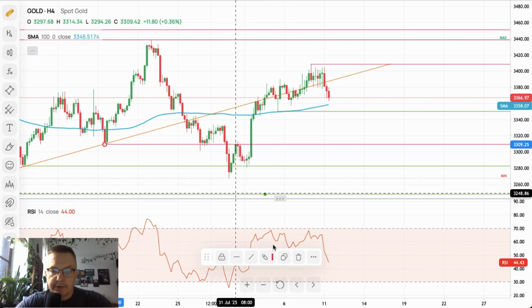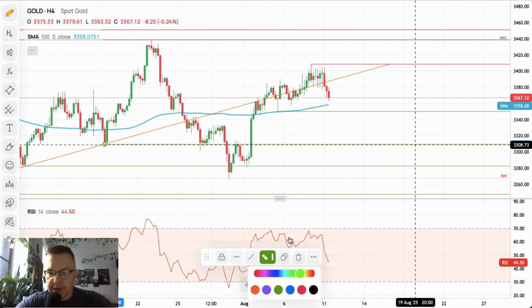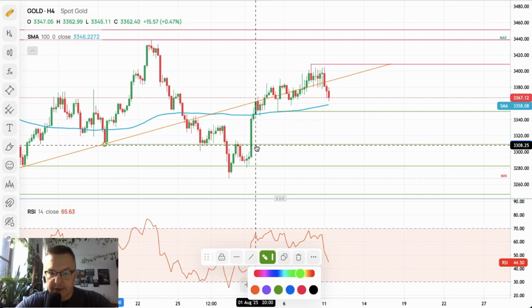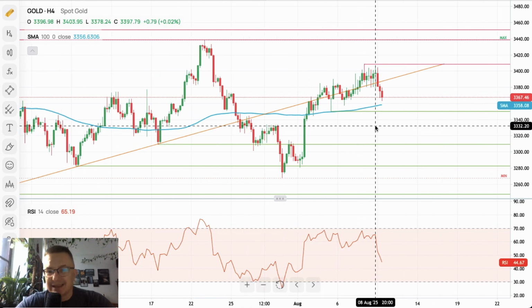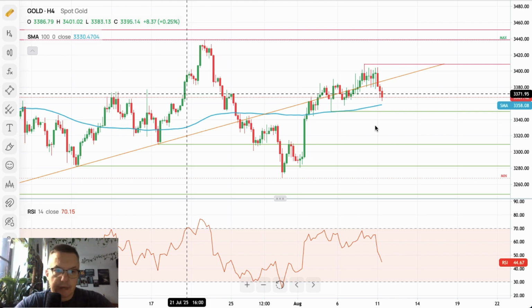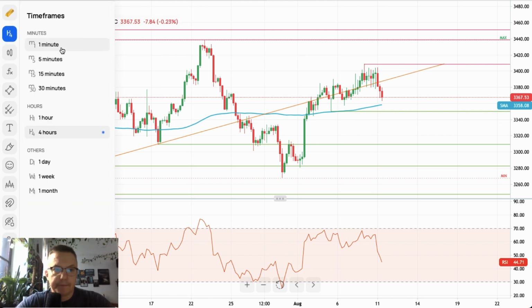And we might even change this to the green. So we got technical support at the level of 3,309. Otherwise, the outlook should remain bearish. However, right now we got some pullback to the downside to be done.